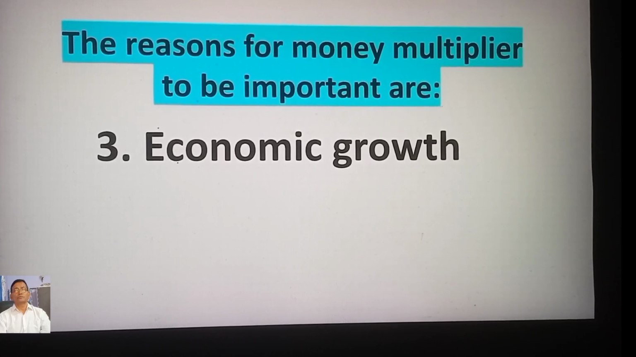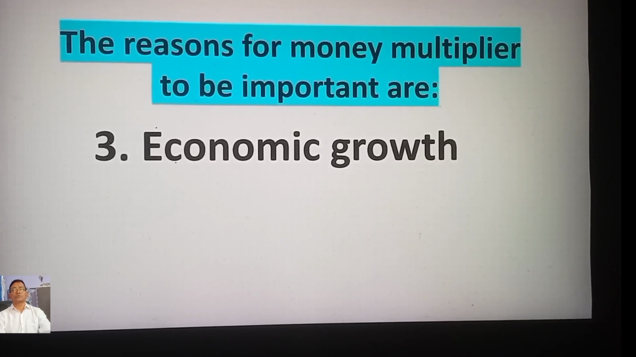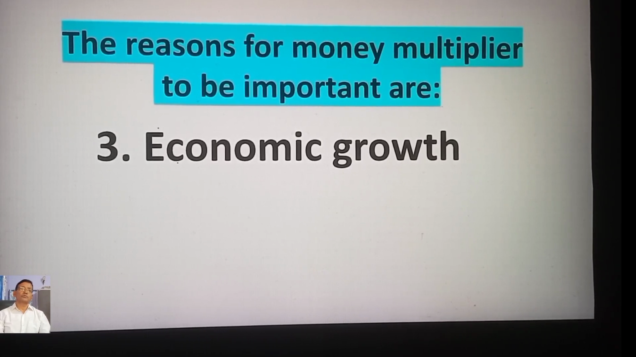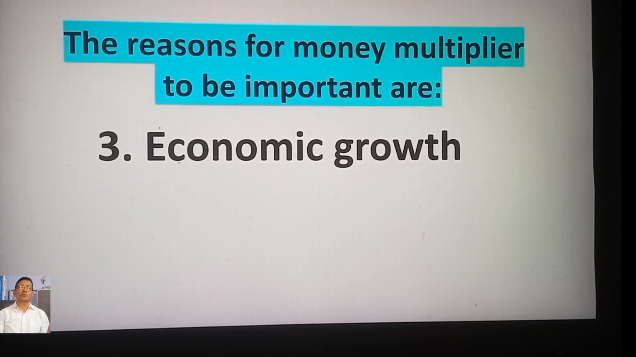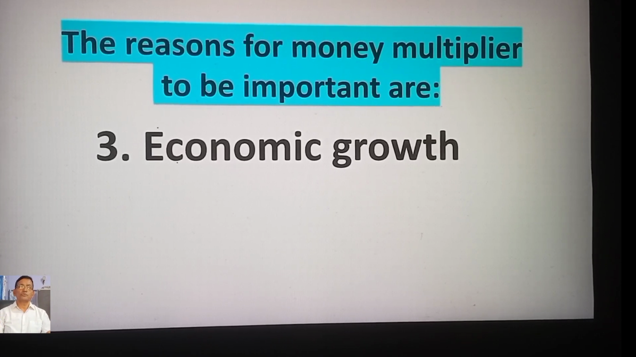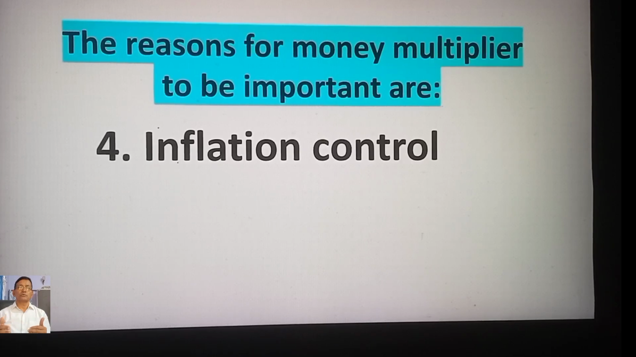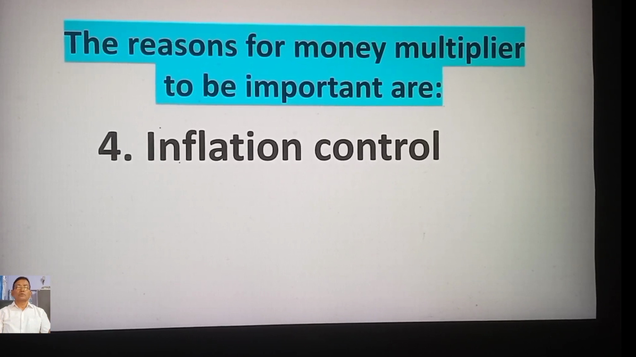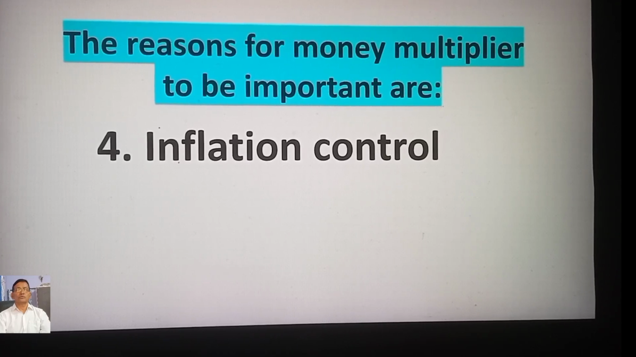Third, economic growth. A higher multiplier can fuel demand and production, causing economic growth. Fourth, inflation control. A smaller multiplier can restrict excess money and curb inflation.